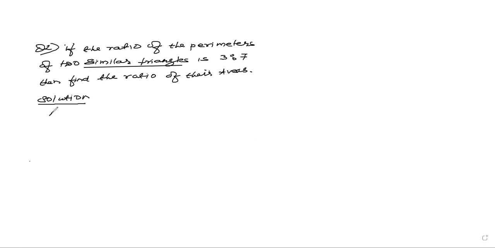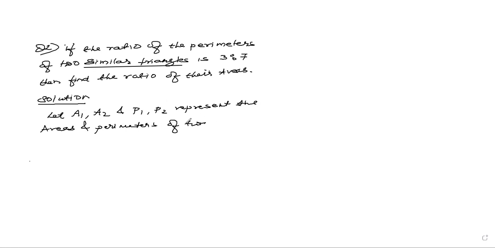So first thing I'm going to write: let A1, A2 and P1, P2 represent the areas and perimeters of two similar triangles respectively.